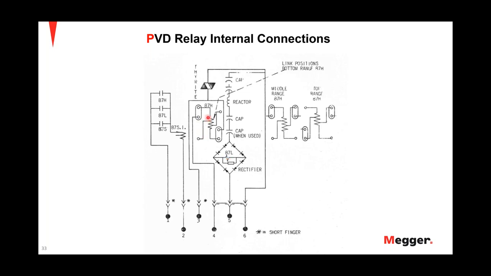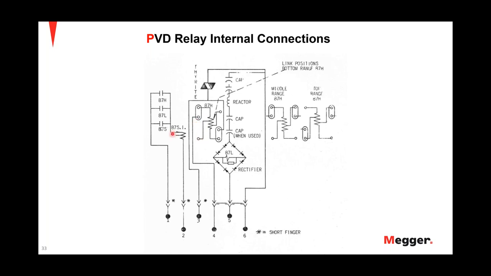The second unit is the 87H, which is an instantaneous overcurrent unit with a low impedance operating coil connected with the thyrite resistor stacks. The purpose of this unit is to provide instantaneous operation for severe, high internal faults. Both these units are connected in parallel to all the CT secondaries in the protection scheme.